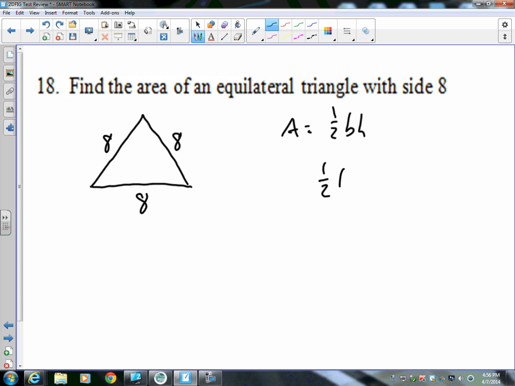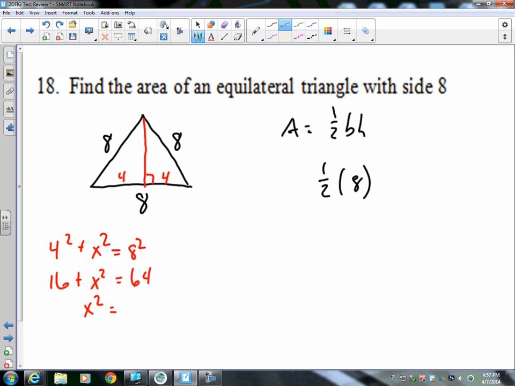Okay, so the base is 8. The height is going to be this right here. How would we find that? Well, we know if the base is 8, we can split it in half for each side. This is 4, this is 4. So we can use the Pythagorean theorem: 4 squared plus x squared, our other leg, is equal to 8 squared. 4 squared is 16, plus x squared is equal to 8 squared, which is 64.